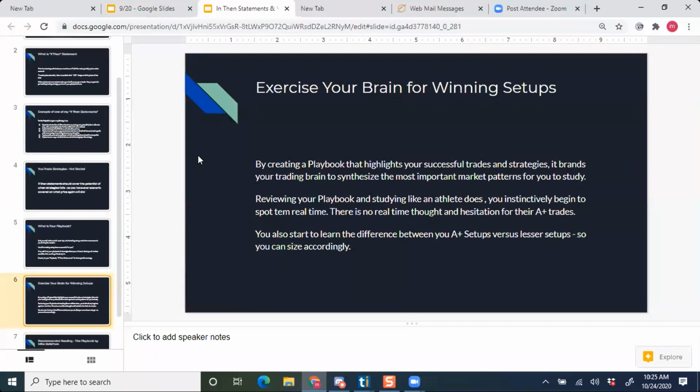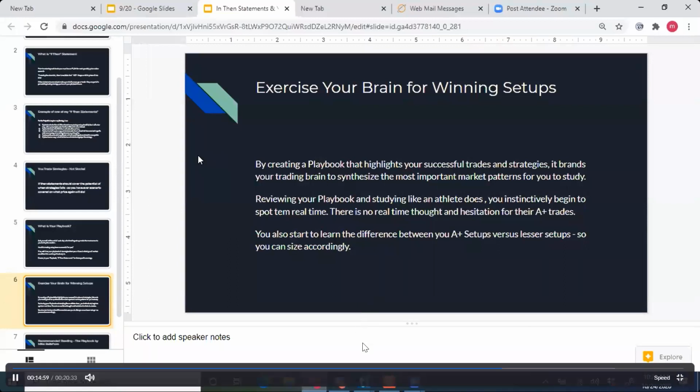Well, no, what we're saying is, like a professional athlete needs to study his playbook in writing. Okay, by creating a playbook that highlights your successful trades and strategies, it trains your trading brain to synthesize the most important market patterns for you to study. Okay. That's a fancy sentence, but all it means is you're building your muscle memory. Okay. By studying it over and over. And by studying it over and over, you're developing more screen time.